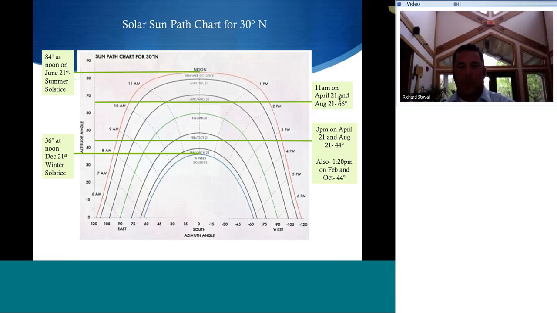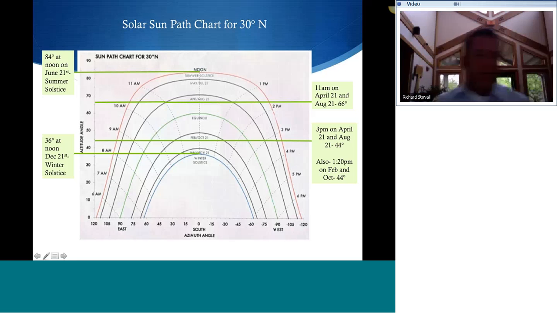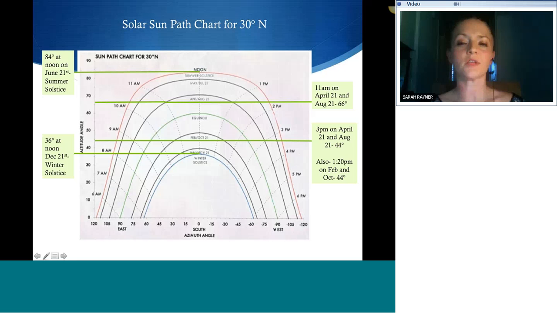Over here, we have some more examples. 11 a.m. on April 21st, as well as August 21st, because the sun sort of rocks back and forth in the sky, so we can see the solar altitude angle is 66 degrees. Over here, we can see at 3 p.m. on April 21st and August 21st, the solar altitude angle is 44 degrees.